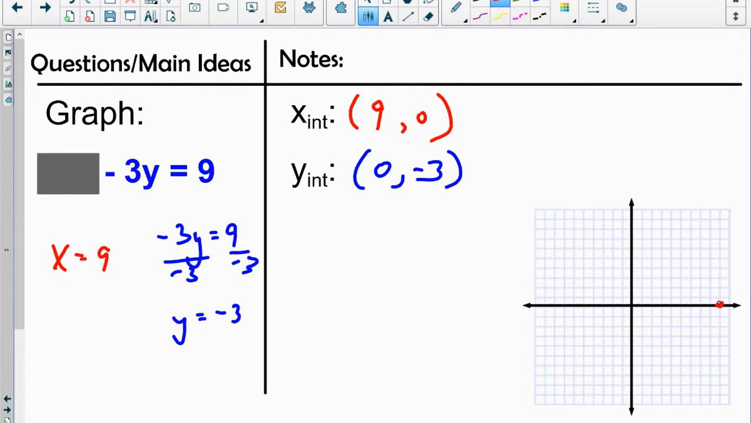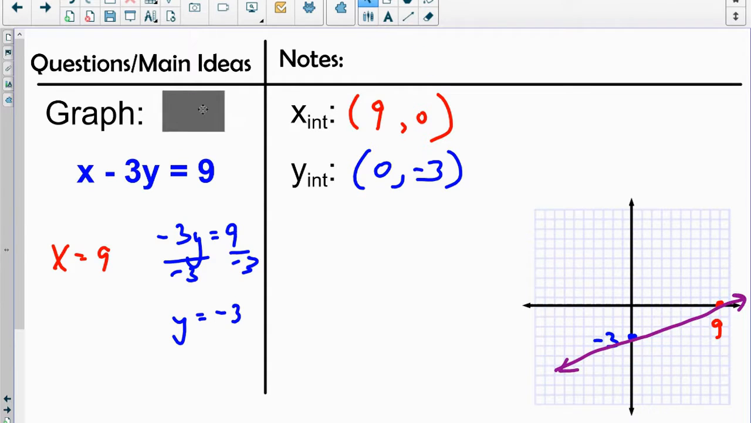So I plot my x-intercept at 9, 0. I plot my y-intercept at 0, negative 3. I graph my line by drawing a straight line through the points and extend with arrows. Feel free to pause and copy down this information before moving on to the next example.